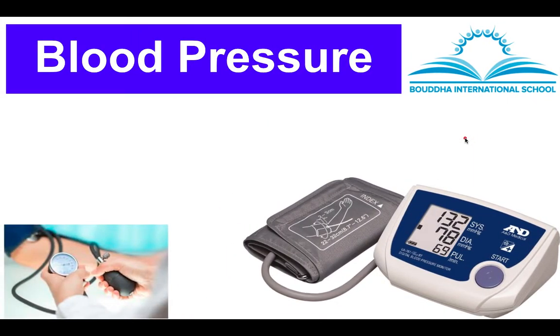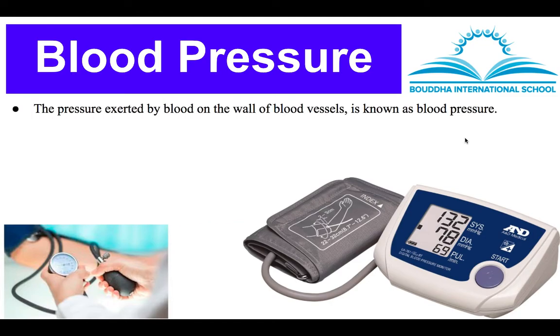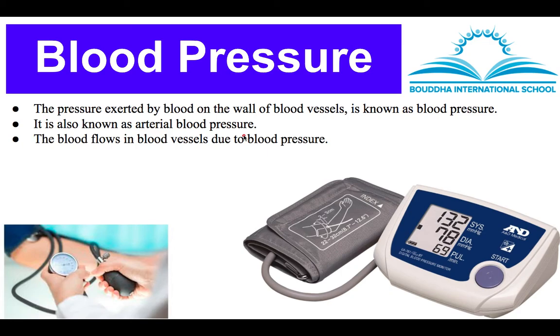Now blood pressure. When blood flows into the blood vessels, blood will give pressure to the wall of the blood vessels, and that pressure is called blood pressure. So the pressure exerted by blood on the wall of blood vessel is known as blood pressure, and it is also known as arterial blood pressure because blood pressure is mainly seen in artery, not in vein. Blood flows in blood vessel due to blood pressure. If there is no blood pressure, then blood will not flow in the blood vessel.